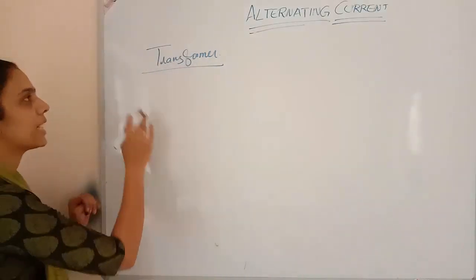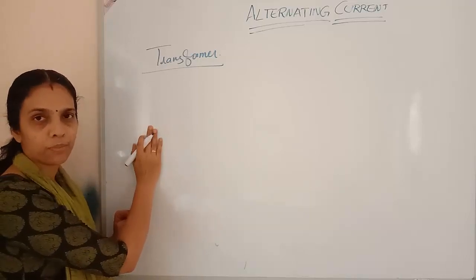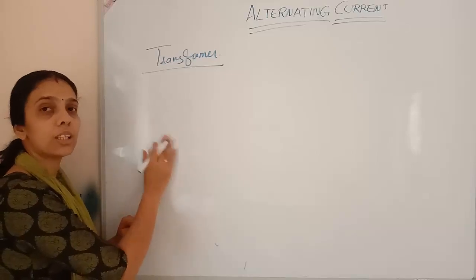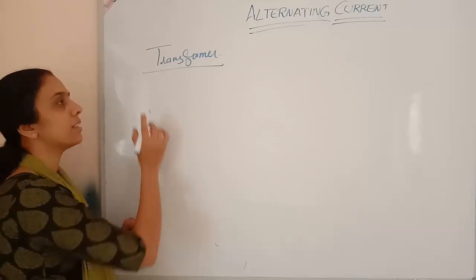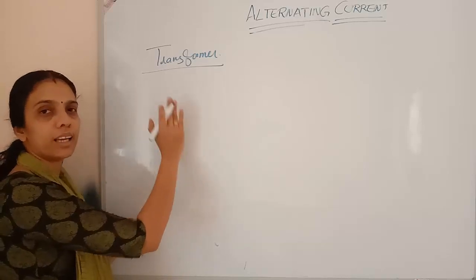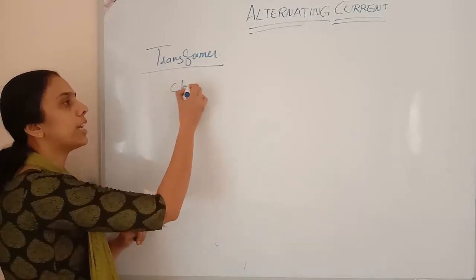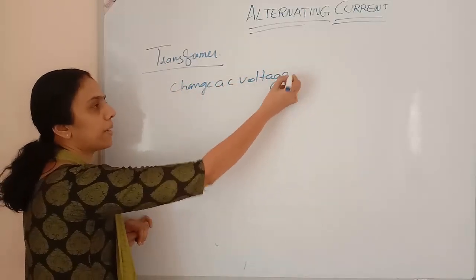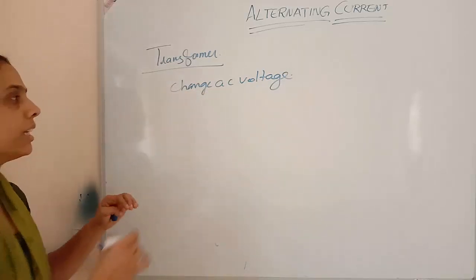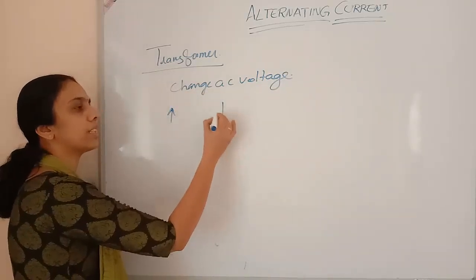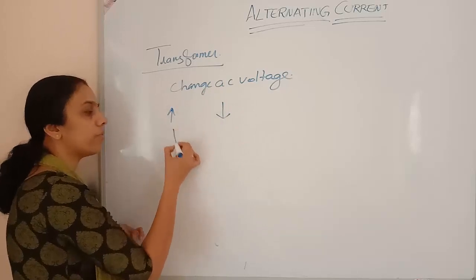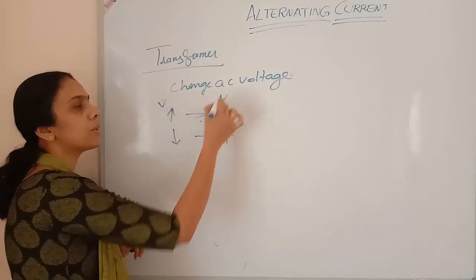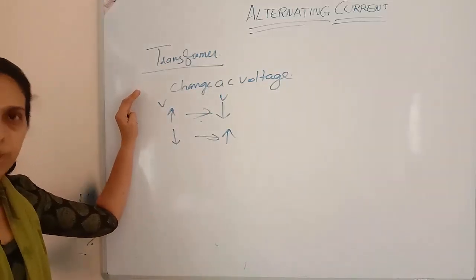Now, transformer. What is a transformer? A transformer is an apparatus used to change the AC voltage. That means it is transforming the AC voltage. If we have a higher voltage, we can convert it into a lower voltage, or if we have a lower voltage, we can convert it into a higher voltage. So this is called a transformer.